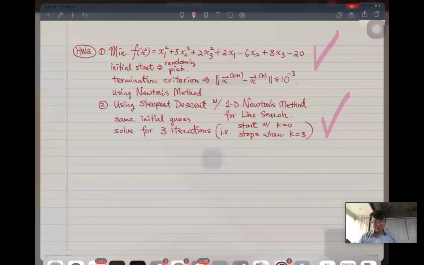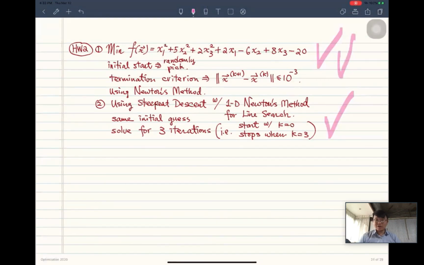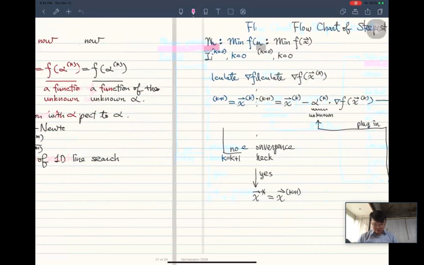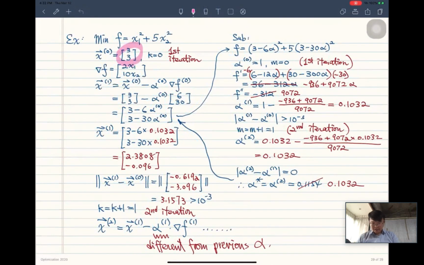First one, use Newton's method. Second one, use steepest descent, and for steepest descent, just do 3 iterations. From the example I showed you, you can tell it doesn't converge very fast. Initially, you are at 3, 3. Later on, you are at 2.3 and minus something. So you are moving slowly.